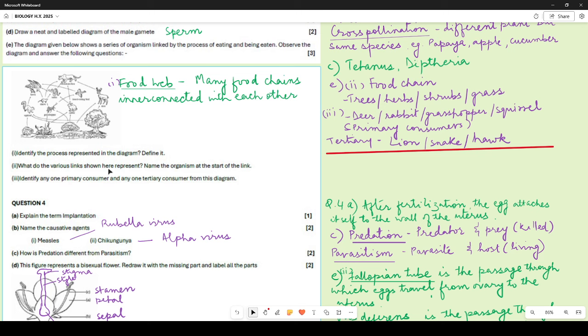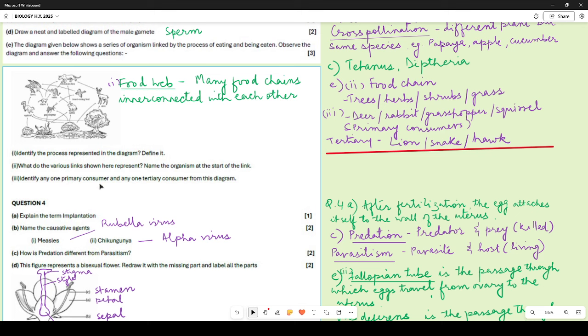What do the various links shown here represent? They represent food chains. Name the organism at the start of the link. You can mention any producer. You can write producer, or you can write a tree or shrub or grass or fungi, whatever is there. So you can write anything over here that belongs to a producer.